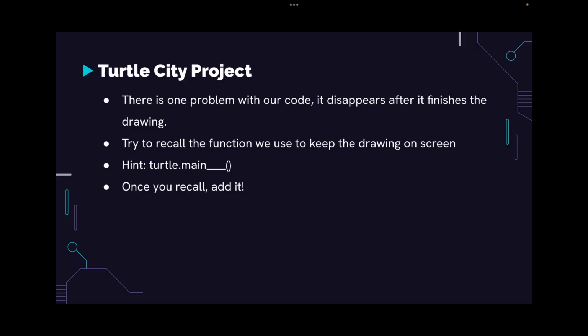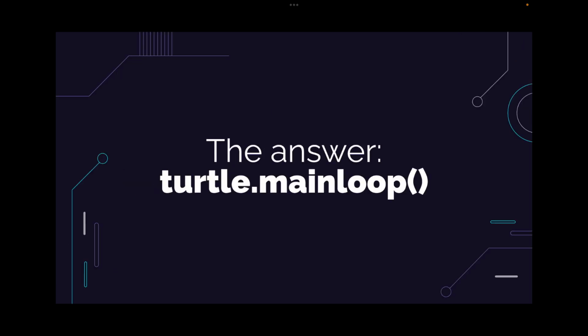The one problem with our code currently is that after Turtle finishes the drawing, our window disappears. So we have a specific line of code that we use to keep the turtle drawing on the screen. And it's something like turtle.main, and once you recall it, you should add it. I will be revealing it in 3, 2, 1. The answer is turtle.mainLoop, and this allows your program window to stay open even after the turtle is finished drawing.